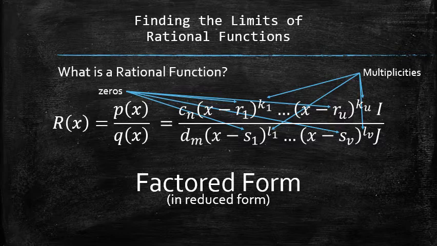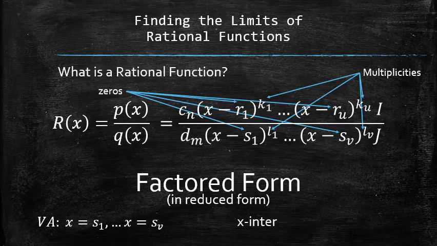If during the reduction process some factors in the denominator disappeared, then the rational function has a removable discontinuity at the corresponding point. Otherwise, there will be a vertical asymptote at all values where the denominator is 0. On the other hand, all values where the numerator is 0 will generate the x-intercepts of the graph. Moving forward, we will assume that all rational functions are in reduced form, and if not, we will try to reduce them.